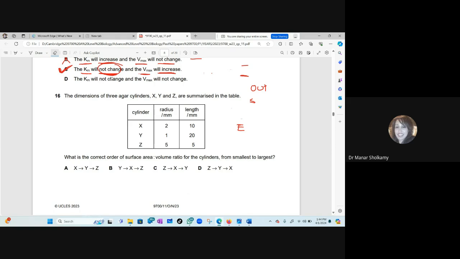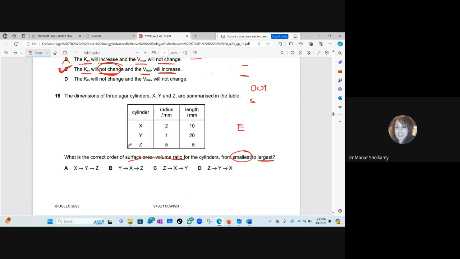16. The dimensions of three agar cylinders, X, Y, and Z, are summarized in the table. What is the correct order of the surface area to volume ratio for the cylinders from smallest to largest? Smallest to largest. Pay attention. Now, unfortunately, this question tells me that you need to know the surface area of a cylinder.